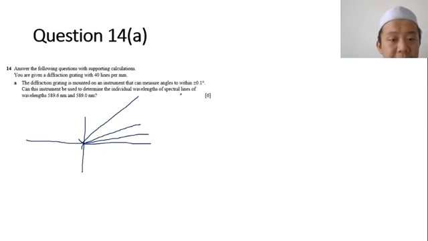Cuma dia nak kata individual wavelengths of spectral lines of wavelengths 589.6, 589.0. So kalaulah dia kata spectral lines kan, maksudnya apa? Within the source, dalam source ni dia sebenarnya ada dua wavelength. Okay, dia ada dua wavelength. So maknanya kalau kita tengok dekat dia punya screen kat sini, dia sepatutnya akan bagi dua points, dua fringe yang represent different wavelengths. Okay, kat sini.